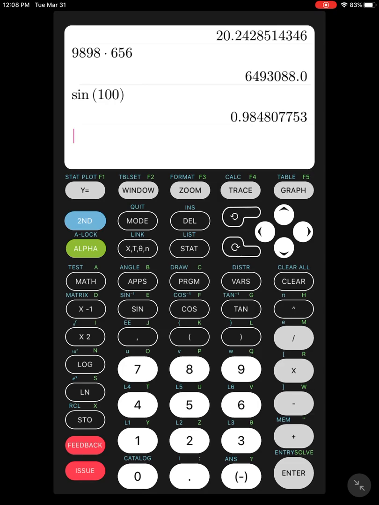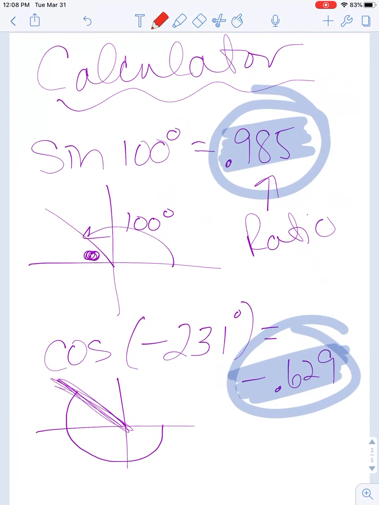So you type it in, 0.984 is our answer, which is actually our ratio. That's the answer. That's what we're finding. What is the ratio? Well, because it's sine, it's the ratio of opposite over hypotenuse, but we're just finding it and using the calculator now.